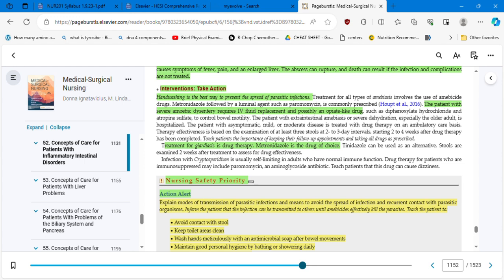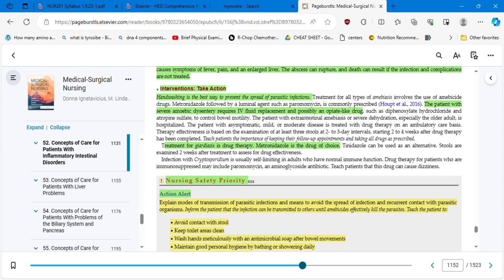Hand washing is the best way to prevent the spread of parasitic infections. Hand washing prevents everything, period. The patient with severe amoebic dysentery requires IV fluid replacement and possibly an opiate-like drug, okay? Because we need to replenish, right, the fluid and electrolytes, and also we need to relieve the pain.